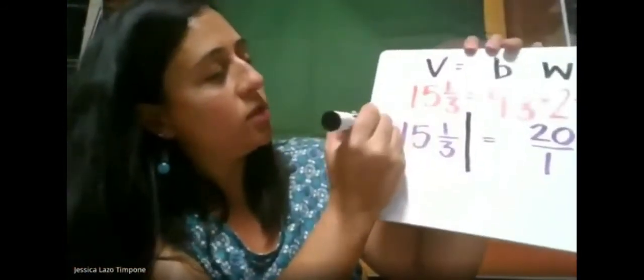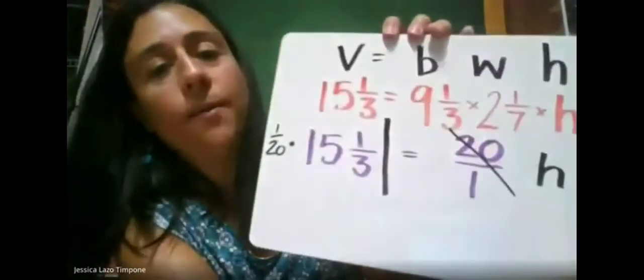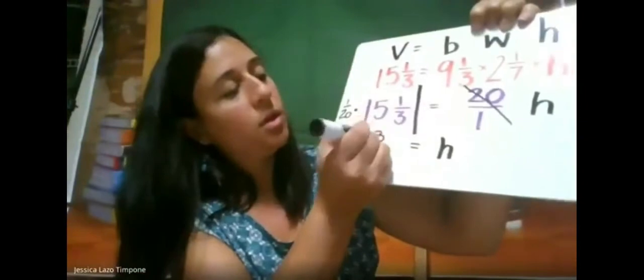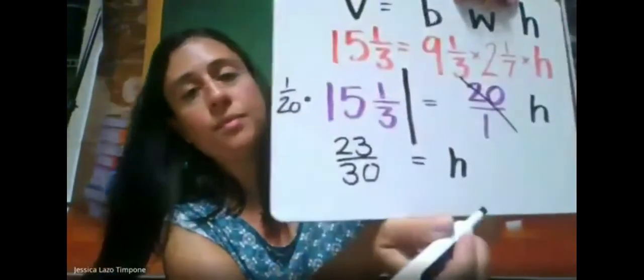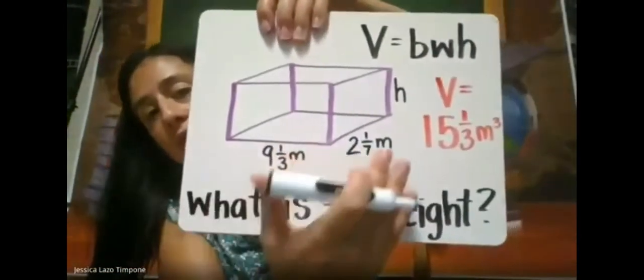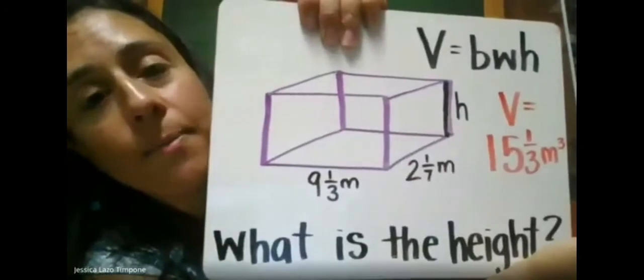So what I'm going to do is I multiplied by the reciprocal, so this is 1/20, which crosses this one out. So this is H equals, and my answer, which was 23 over 30. And I'm going to look at my problem to see what the unit of measurement is. And everything is in meters, meters, meters, meters. And since this is just the measurement of a line, because the height is just the line, it's just meters, because it's linear. So my answer is 23 over 30 meters. And that is my final answer.